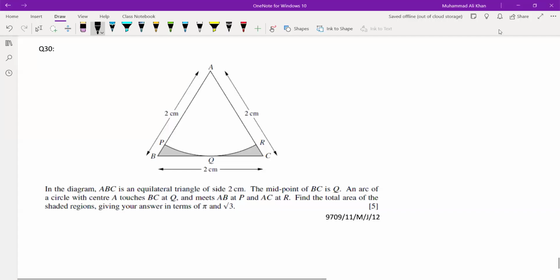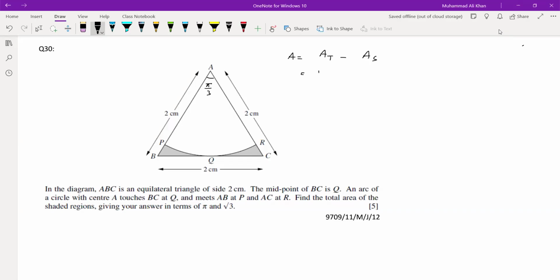Okay, students, now question number 30. It is of May June 12th, paper 1-1. We have to calculate the area of the shaded portion, which is equal to area of triangle minus area of sector. Area of triangle, the angle is 60 degrees, which is pi by 3. Why? Because it's an equilateral triangle.